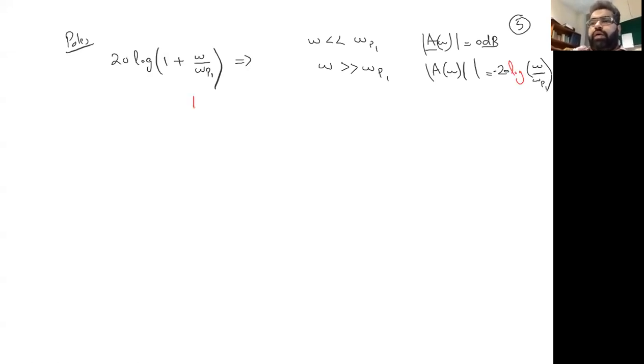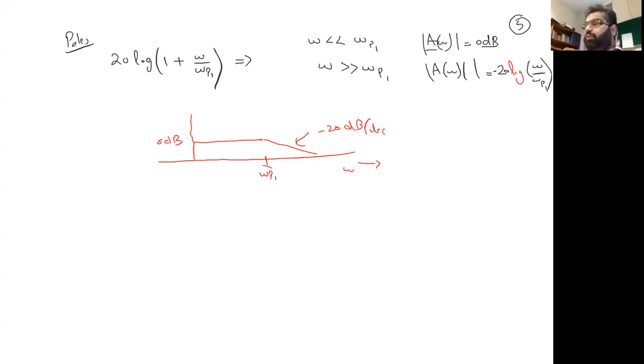So if I want to do a plot, I will just do some plotting and you again get a ramp on the thing. So omega p is going in this direction. Omega p1, if for example it is at this point, then till this point it is going to be 0 dB, and onward it is going to have a minus 20 dB per decade. Okay, so that's one of the things.